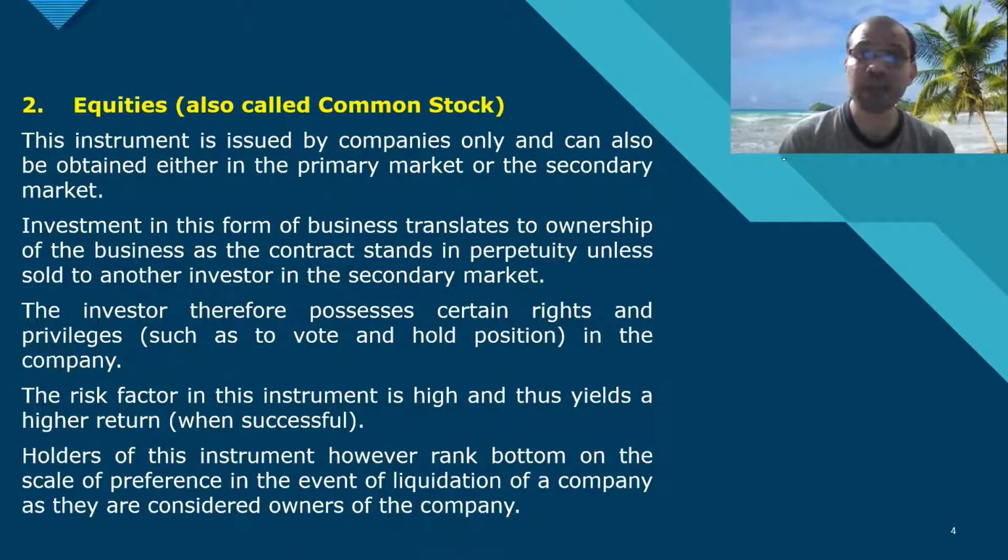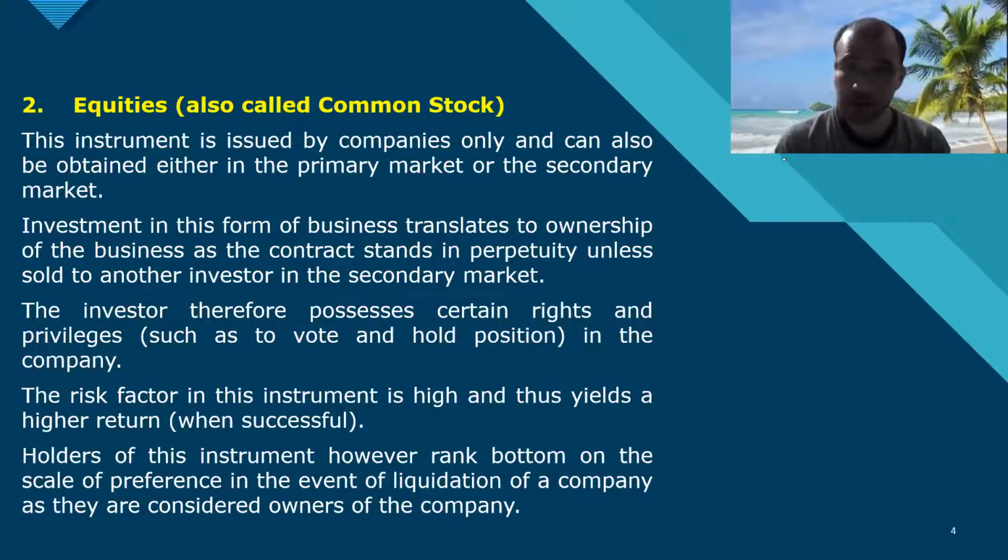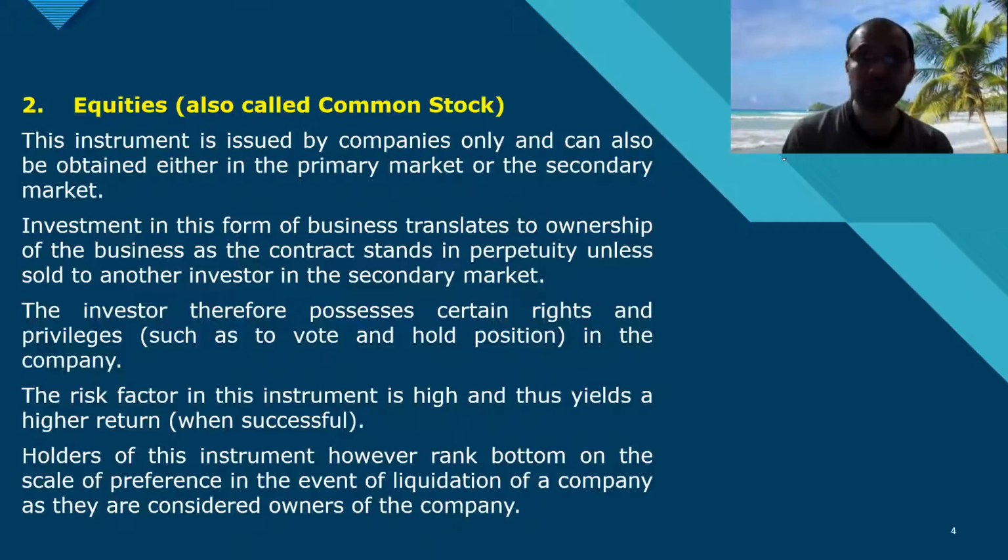The second type is equities, which is also called common stock. This instrument is issued by companies only and can be obtained in the primary market and the secondary market. Investments in such types of securities translate to ownership of the business. As we can see, the contract stands in perpetuity or in continuity unless sold to another investor in the secondary market. The investor therefore possesses certain rights and privileges, like to vote and hold positions in the company. The risk factor in this instrument is high and thus yields a higher return whenever successful.